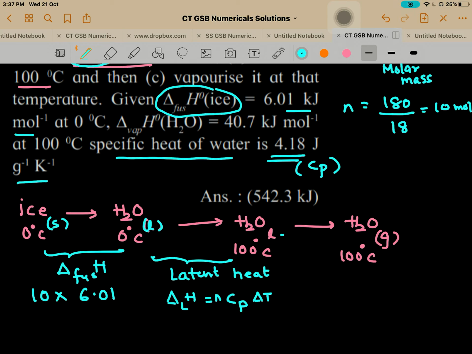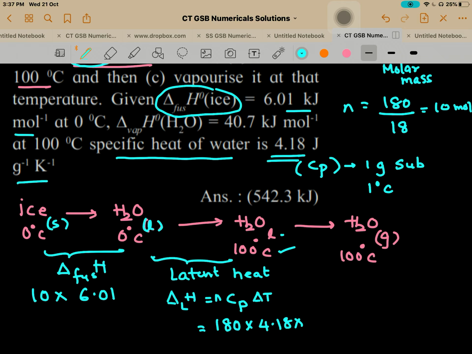And what is the meaning of specific heat? It is amount of heat required to change the temperature of 1 gram of substance by 1 degree Celsius. So this is 1 gram substance and temperature change is 1 degree Celsius. Now how many gram of ice are we having? 180. So instead of writing mole, I will take 180 because Cp is joule per gram. So for 1 gram, heat required is 4.18 to change the temperature by 1 degree Celsius. But we have got 180 gram of ice, so I'll multiply by 180 into 4.18, and temperature change is how much?